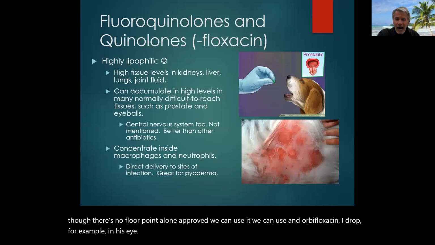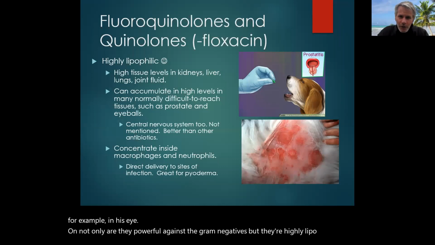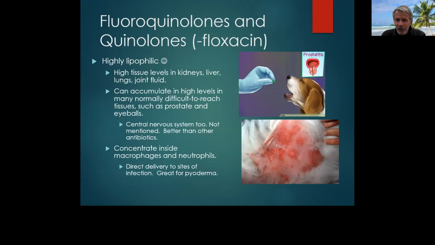Not only are they powerful against the gram negatives, but they're highly lipophilic. And you may recall, that means they can pass through fat. Now, that's great. That means they can pass through things like the kidneys and the liver and the lungs. But the fact that they're lipophilic lets them reach normally hard to reach places like the prostate and the eyeballs and even the central nervous system.